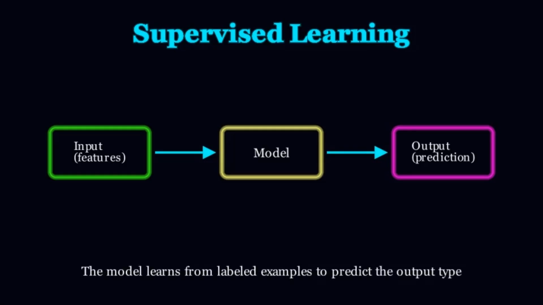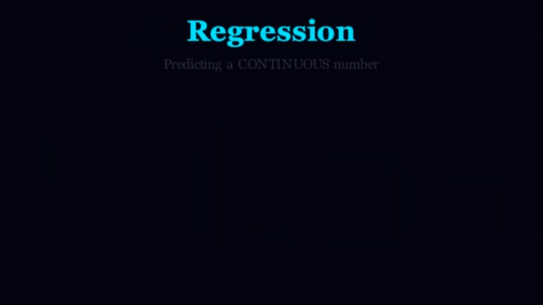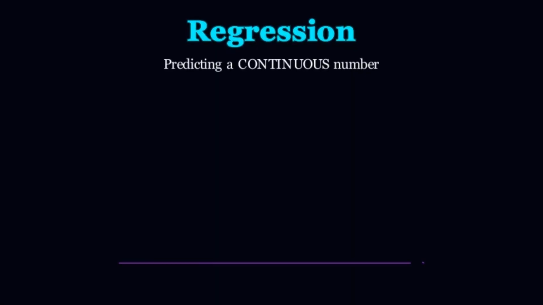The model takes an input, processes it, and produces an output. But here's the key question that separates these two techniques. What kind of output are we predicting? First up, regression. Regression predicts a continuous number, a value that can fall anywhere on a scale.